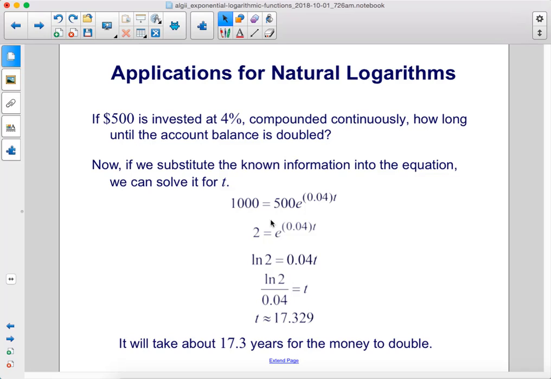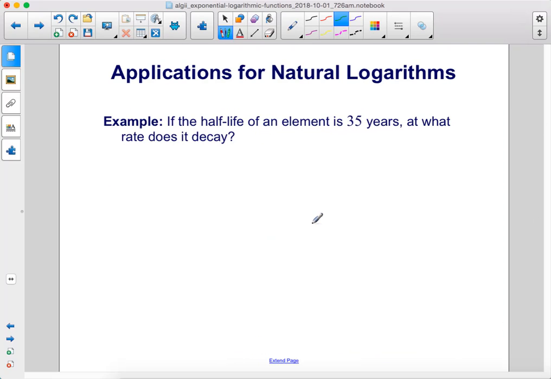Then we're going to take the natural log of both sides. So if we take the natural log of both sides, the natural log and the e cancel out, leaving us with 0.04 t on the right and the natural log of 2 on the left. Then we divide both sides by 0.04, put this in our calculator, and we get that t is approximately equal to 17.3 years.